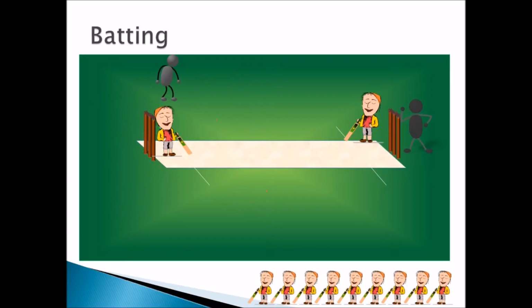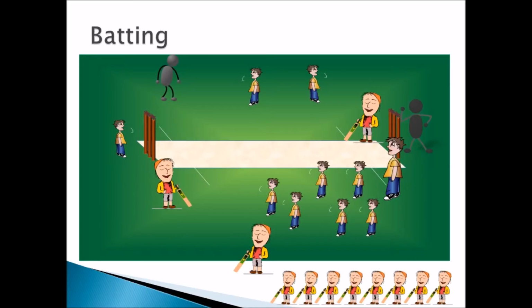A batsman is not required to play a shot in the event that he believes the ball will not hit his wicket and there is no opportunity to score runs. He can leave the ball to go through to the wicket-keeper. A dismissed batsman leaves the field to be replaced by another batsman from the batting team.